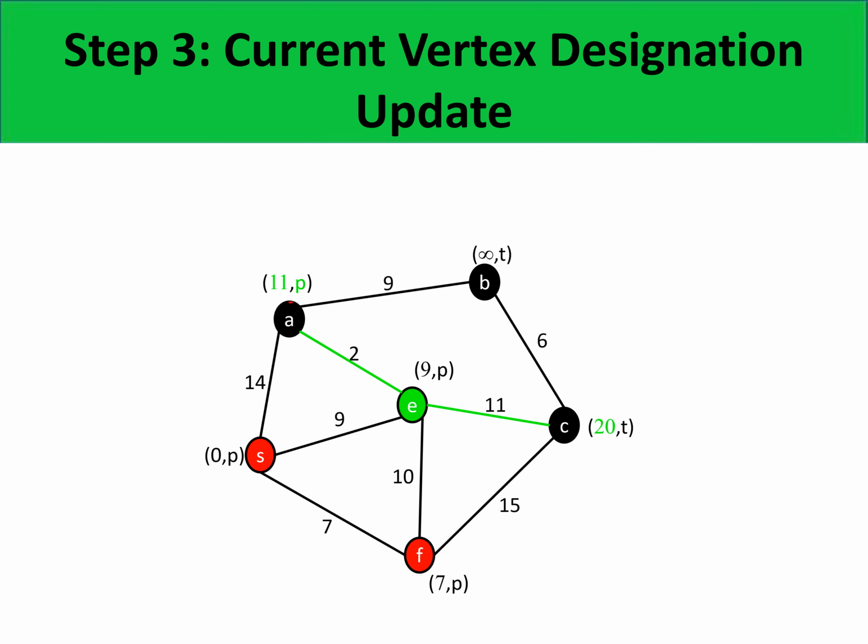Since the status label of vertex A is changed from temporary to permanent, this means that A will now become our new current vertex. That means the color of vertex A will be changed to green, while the color of vertex E will now be changed to red, which means that vertex E cannot become a current vertex in the succeeding steps.